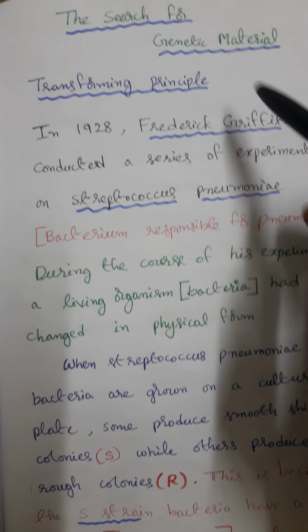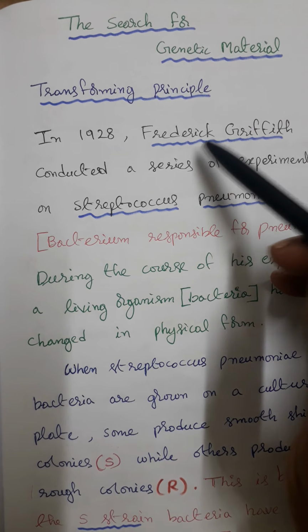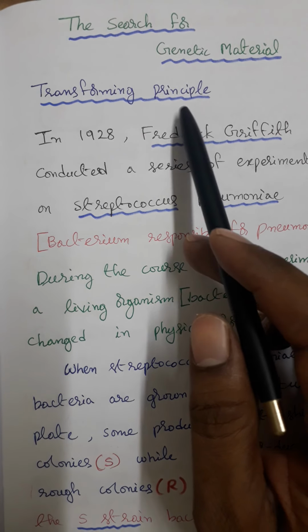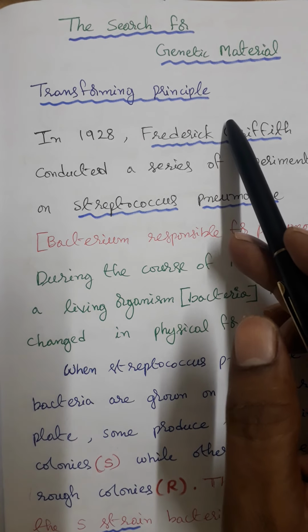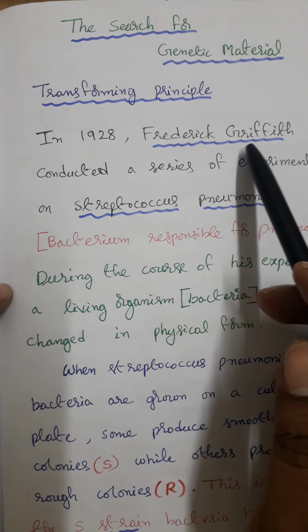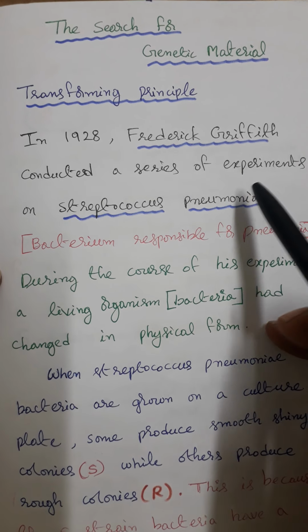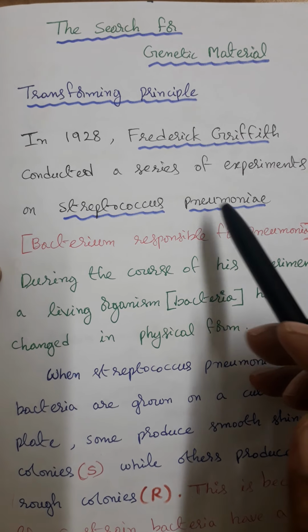Today I am going to teach you about the search for genetic material, the transforming principle. In the year 1928, Frederick Griffith, a scientist, conducted a series of experiments on Streptococcus pneumoniae.